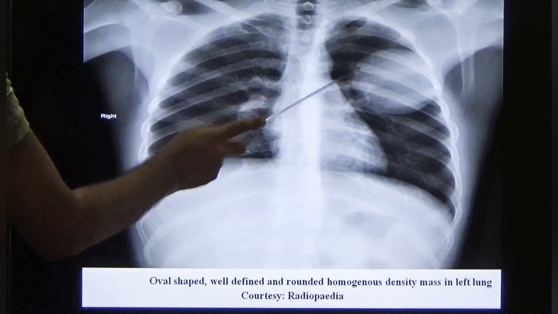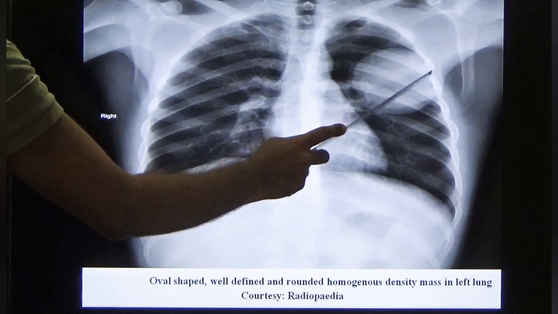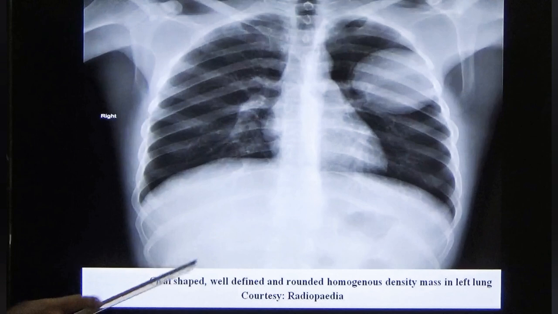You can see these lesions. It is an oval shaped, well defined, rounded, homogeneous density mass. So that is known as the hydatid cyst. We are able to see it, and here also you can see.